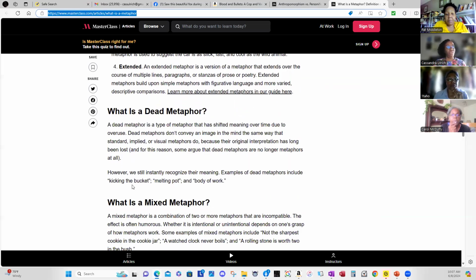They talked about metaphors that are overused. They call them dead metaphors. So when you publish your work, you don't want to use a whole lot of kicking the bucket, melting pot, and body of work, because that has been so overused. It dulls the mind when the reader has it there. A lot of times people refer to that as cliche. Oh, don't use that, it's a cliche. So in your writing, you want to stay away from things that are too popular.